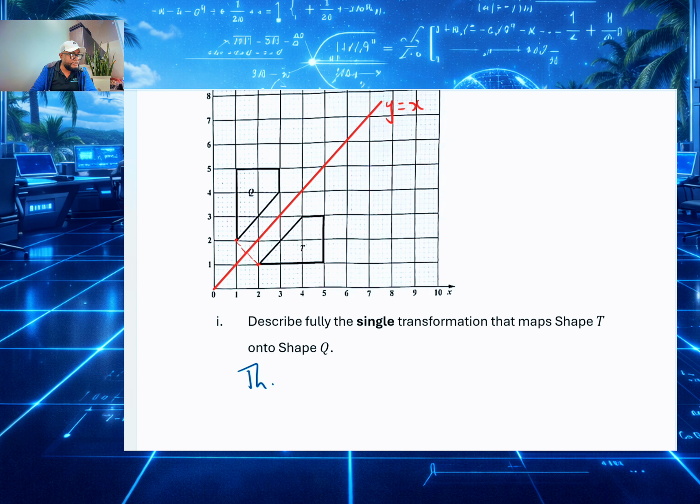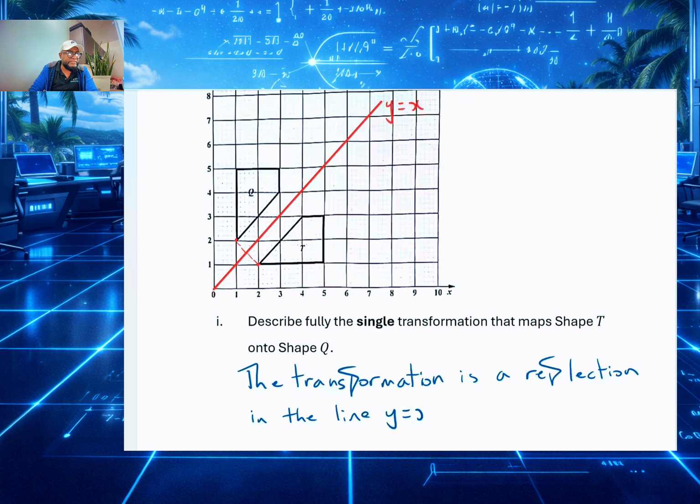So the transformation is a reflection in the line y is equal to x.